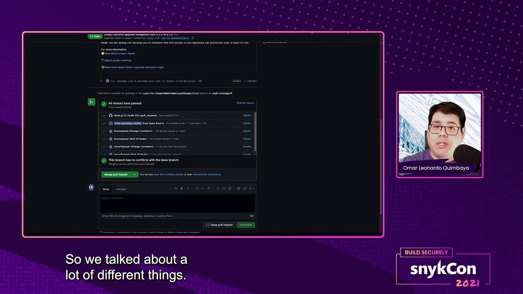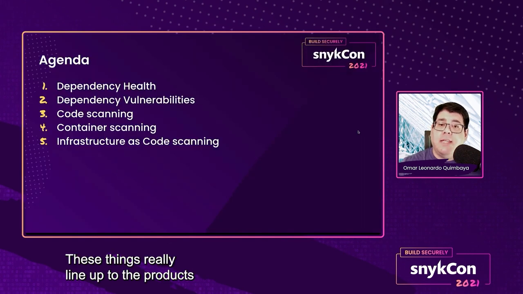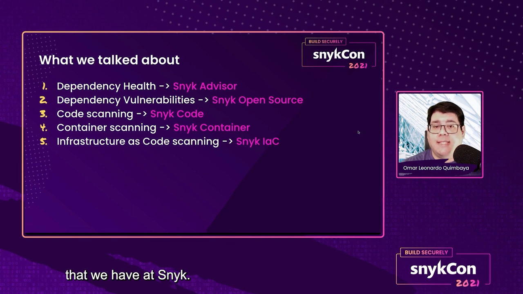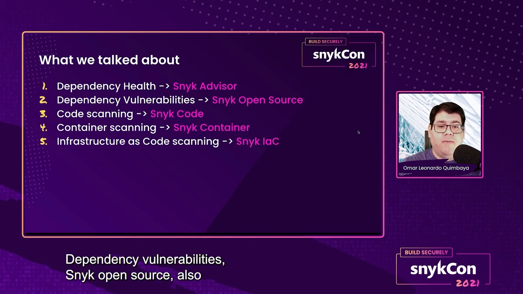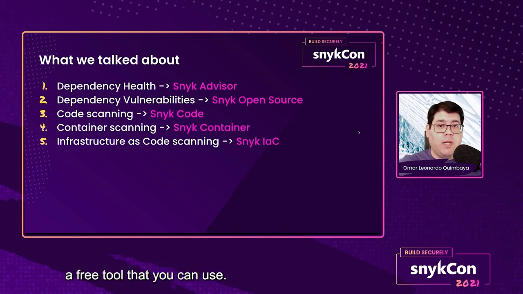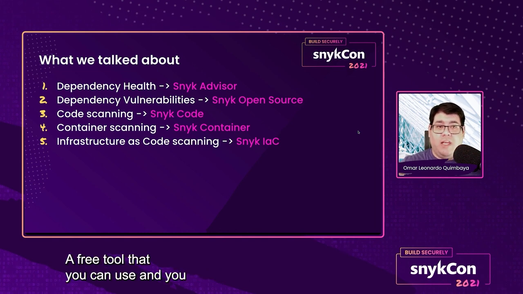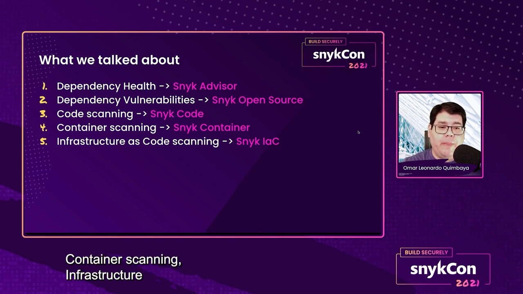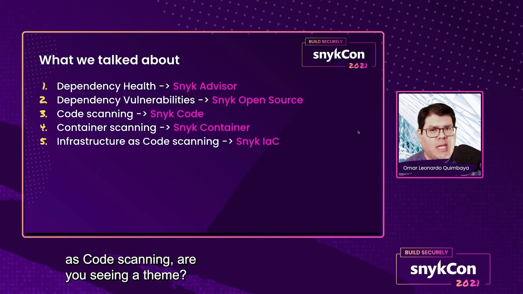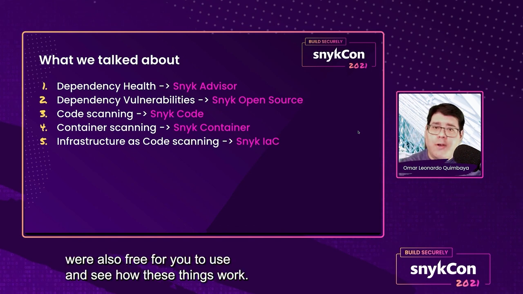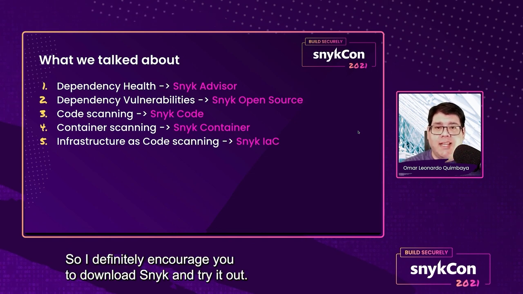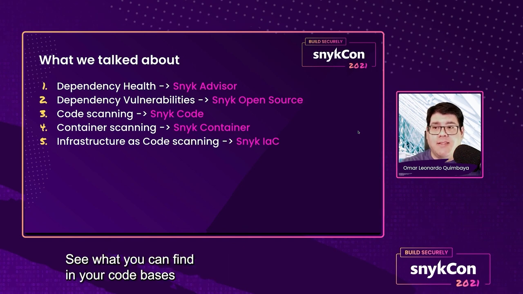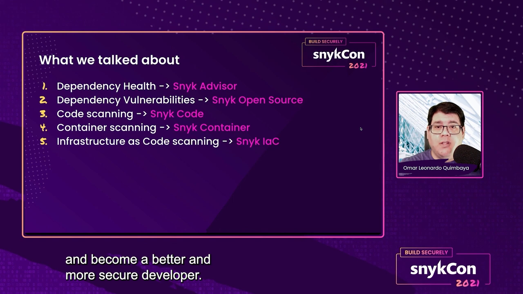So we talked about a lot of different things. These things really line up to the products that we have at Snyk. Dependency health: Snyk Advisor, a free tool anyone can use. Dependency vulnerabilities: Snyk Open Source, also a free tool that you can use. Code scanning with Snyk Code, a free tool that you can use to see where your code is vulnerable. Container scanning, infrastructure as code scanning. Are you seeing a theme? Because I'm seeing a theme. And these two are also free for you to use and see how these things work. So I definitely encourage you to download Snyk and try it out. See what you can find in your code bases and become a better and more secure developer.